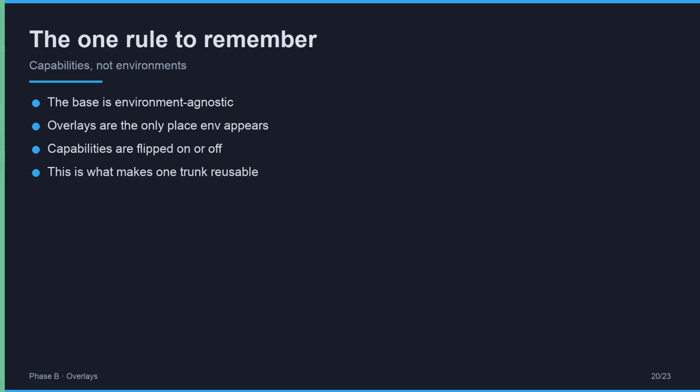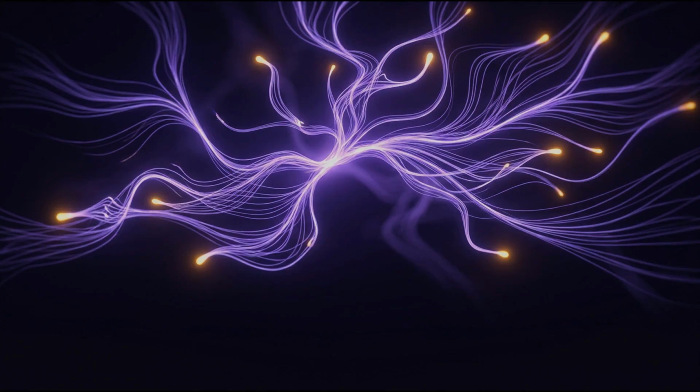The base is environment agnostic. Overlays are the only place an environment name ever appears. Capabilities, like security scanning or multi-zone, are flipped on or off per overlay. That discipline is what makes one shared trunk reusable by every tenant, safely. Capabilities, not environments. That is the rule.